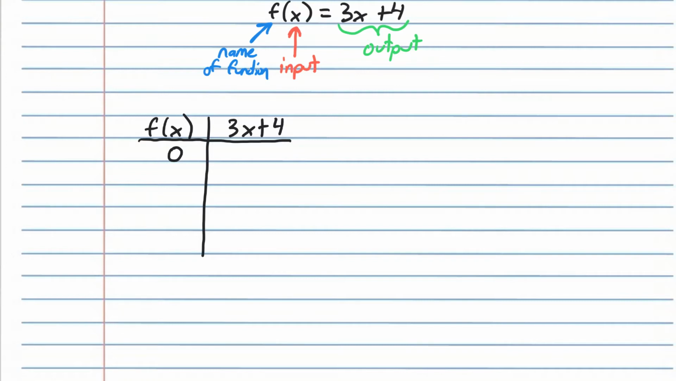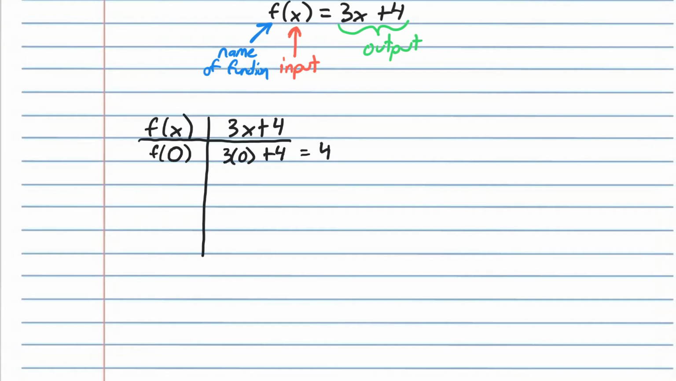Essentially what's happening is we're saying wherever there was an x, you're going to replace it with a 0. Sometimes I'll refer to it as this: they want to know what is f of 0. Over here you'd plug in 0 wherever you see x. So 3 parentheses 0 plus 4. You can do some quick mental math. 3 times 0 is 0, and then 0 plus 4 is 4. So we plugged in 0, out came 4.